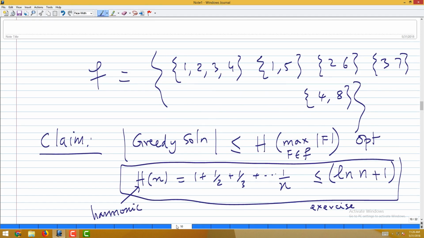Okay. So, what am I claiming? That the solution produced by the set cover greedy algorithm is at most natural log of the maximum size of these sets. So, if it is as bad as n, then it is natural log of n plus 1. It is not very easy, there are lots of different proofs. I will try and give one proof which is there in Cormen.